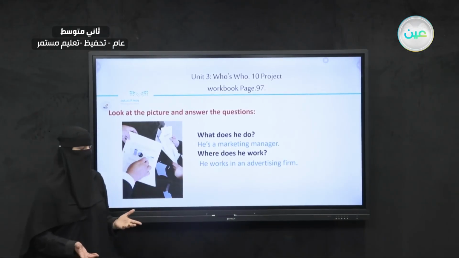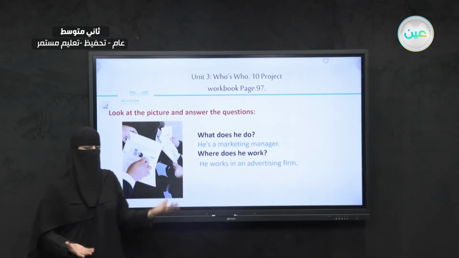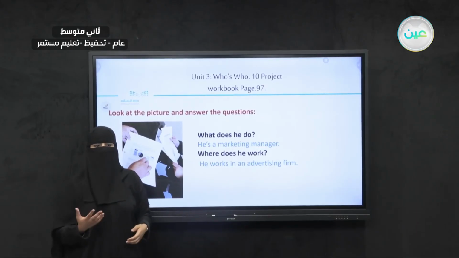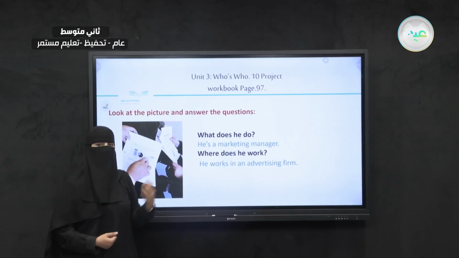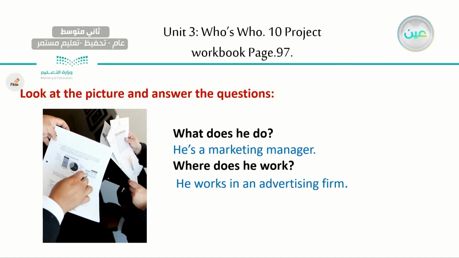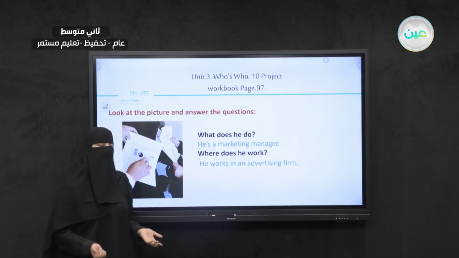Now, let's take a look at the next question. Where does he work? So, where? We're asking about a place. Is it a hospital? Is it a company? A firm? Let's take a look. He works in an advertising firm. Advertising firm. So, the meaning of advertising firm is just like advertising company.